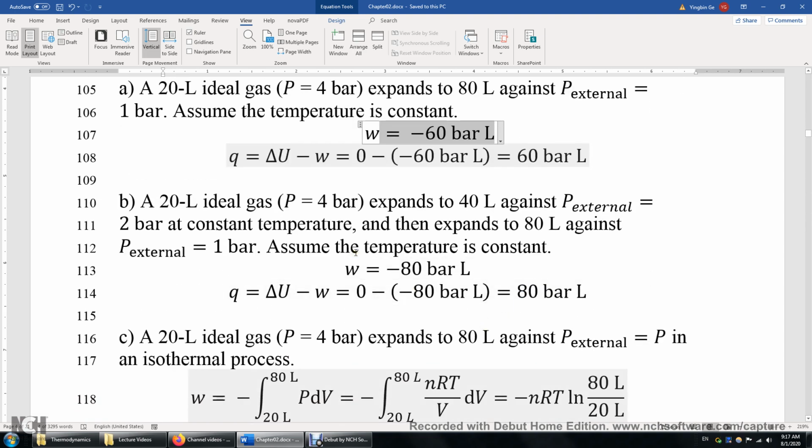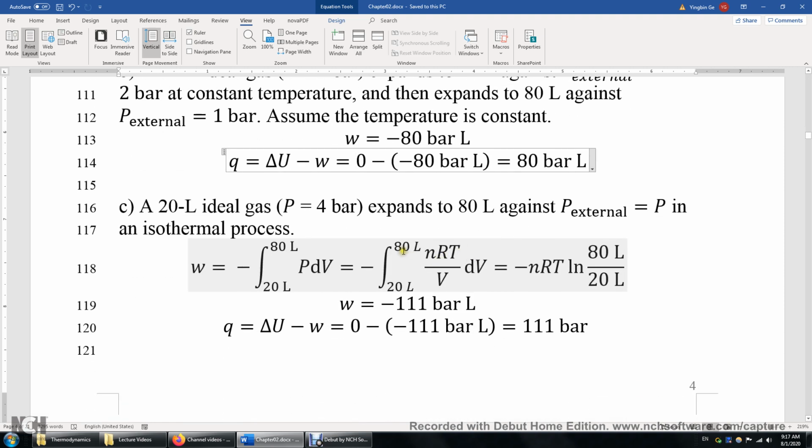Process B, two-step expansion. A 20-liter ideal gas expands to 40 liters against 2 bar external pressure, and then it expands to 80 liters against 1 bar external pressure. So it's a two-step process. You need to compute the work for step 1, that's negative 40, and then step 2, that's also negative 40. In sum, you get negative 80 bar liters. What about Q? Q is delta U minus W. Again, delta U is 0 because, again, delta PE is 0. Delta KE, kinetic energy change, is also 0. So the result is Q is equal to 80 bar liters.